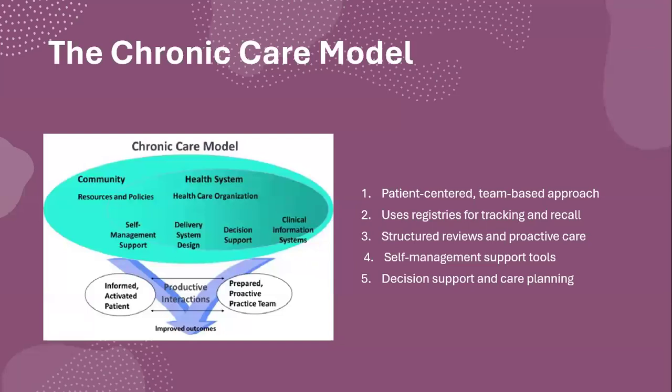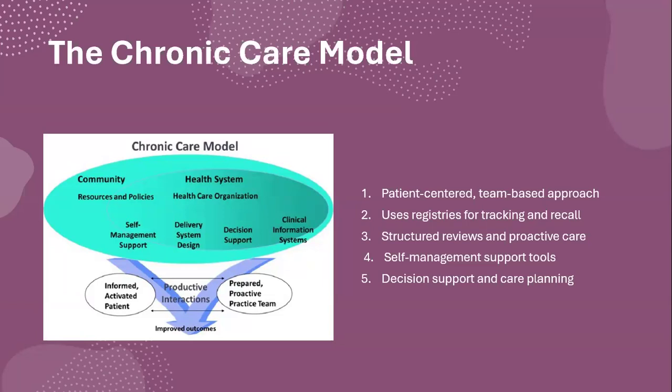So the chronic care model is a patient-centered, team-based approach. And also you use registries for tracking and recall. And sometimes if you are using an electronic record, you can use electronic reminders as well. And you should plan for structured reviews and proactive care, because sometimes patients may lag behind. And you should have self-management support tools for patients to manage their illness on their own. And there should be decision support and care planning for patients. And you should have some plan, an individual plan for the patient when it comes to chronic disease.